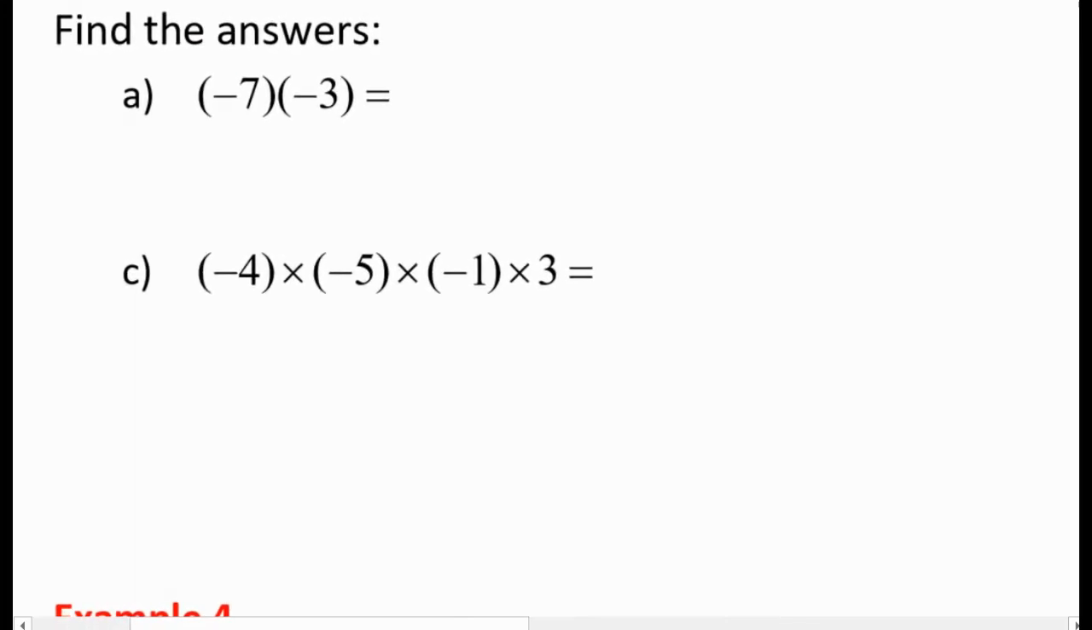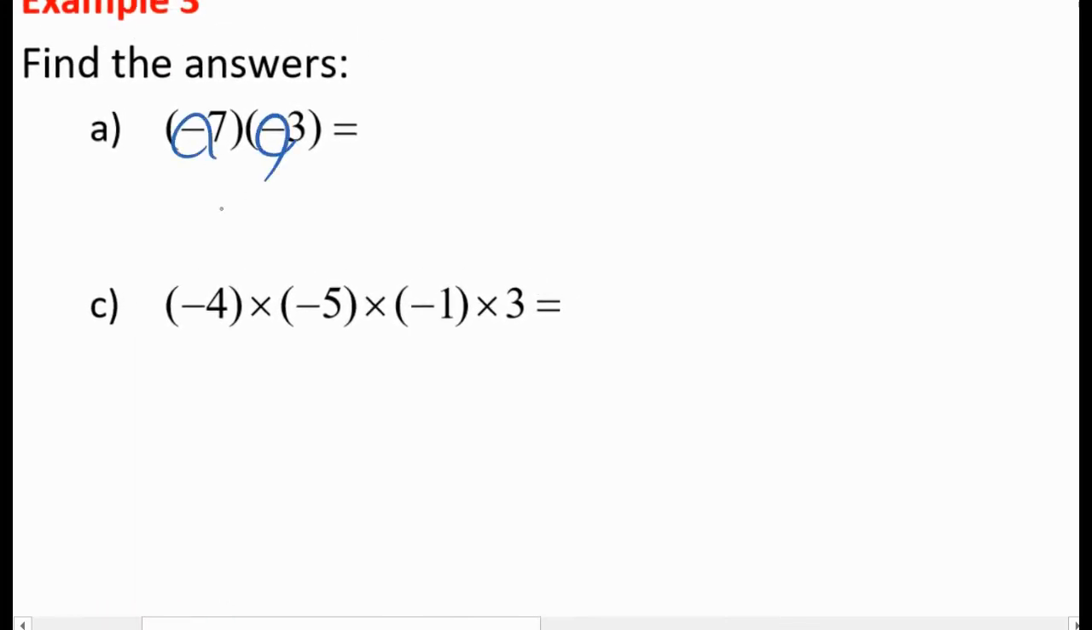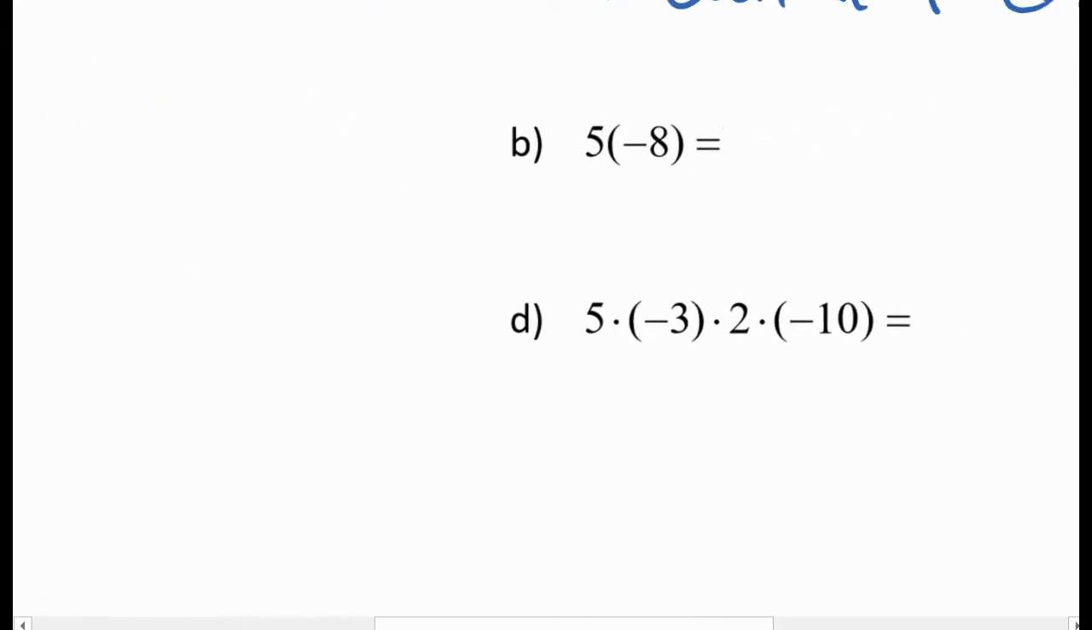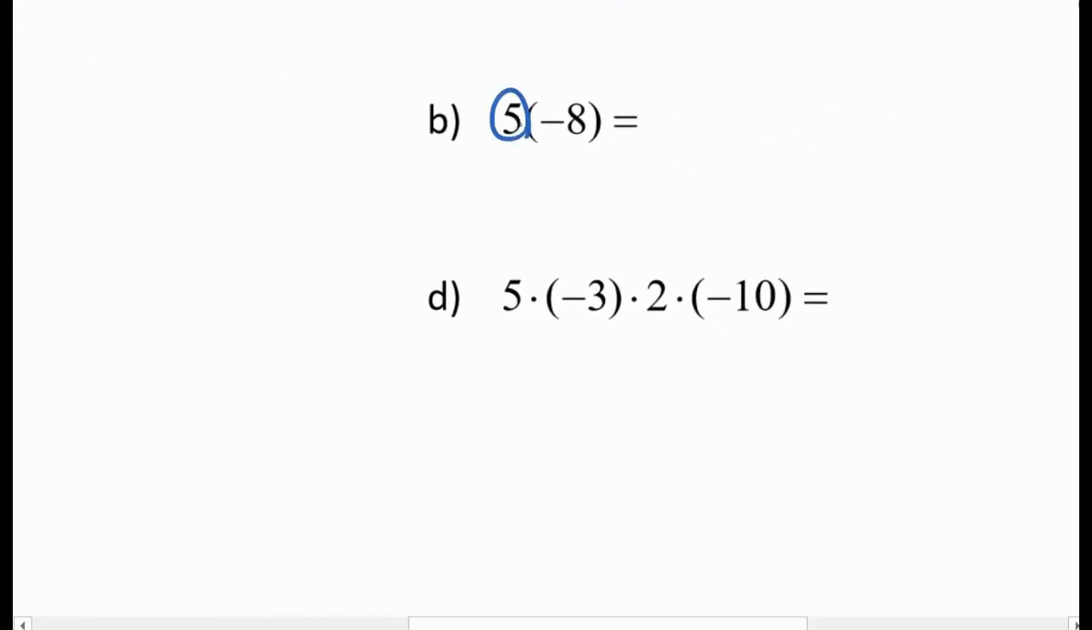So by remembering it, let's solve this. How many negative signs do you have? 2. Is it positive or negative then? Positive, because it's an even number of negative signs. So the answer is positive 21. And as I said, you can always omit the positive sign, or if you want to put it, you can. It's up to you. Next. There's no sign. Therefore, it's positive. When there's no sign, that's positive. So positive times negative is negative 40.